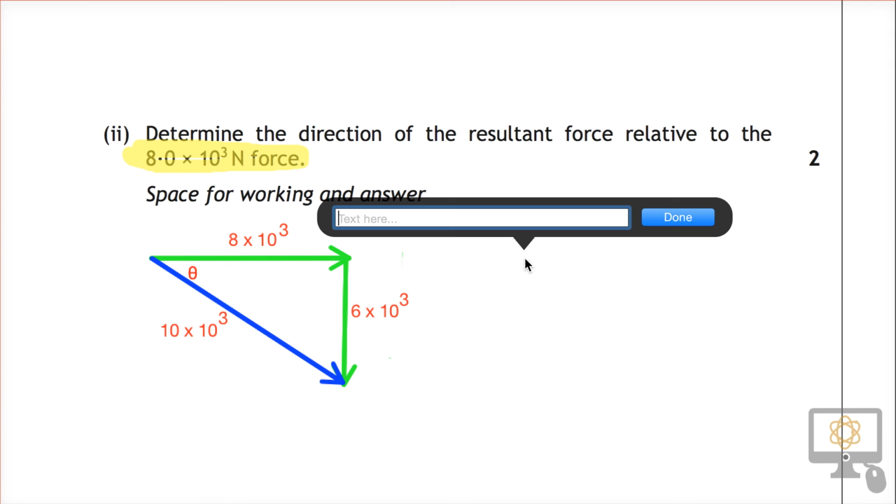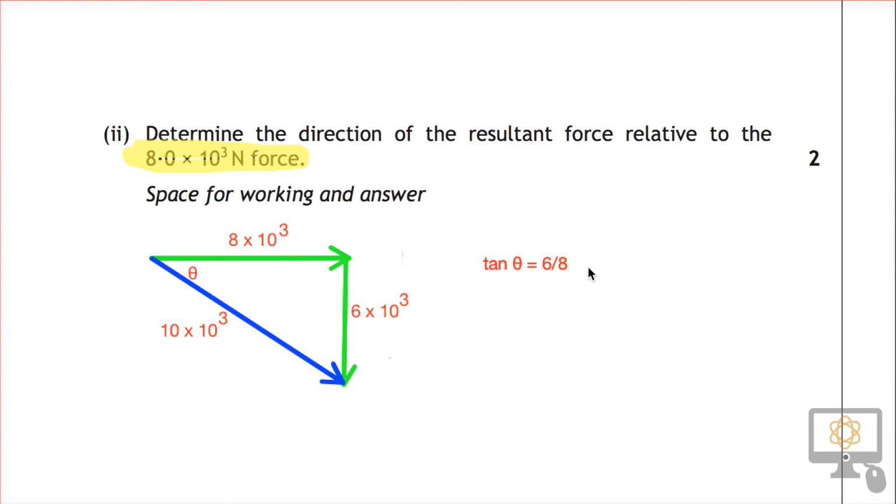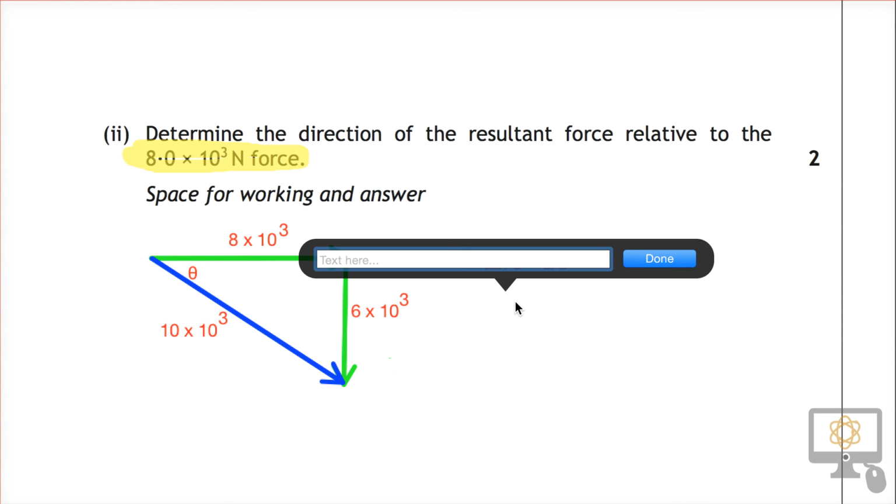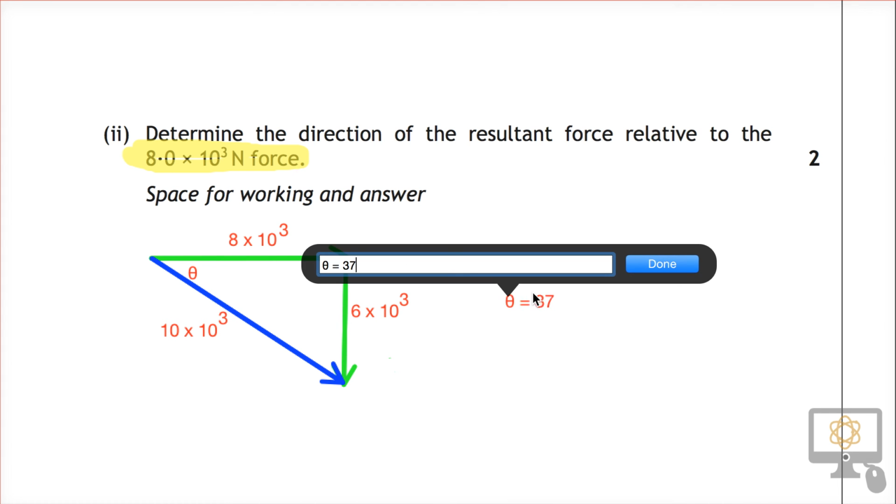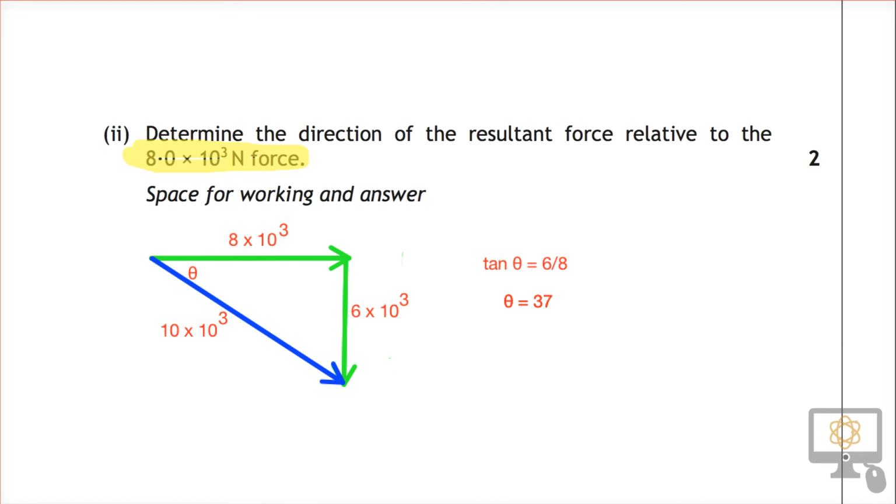So what we'll do over here is we'll add in some text. Tan of theta is equal to the opposite, which is 6 times 10 to the 3. I'm just going to put in 6 because the times 10 to the 3 will cancel on both sides. And that's over the adjacent, which is divided by 8. And so that's the relationship that we can use to find theta. And so therefore, theta is equal to the inverse tan of that calculation, which is 37 degrees. So I'll just put that in a nice place. And there we go, that's our answer.